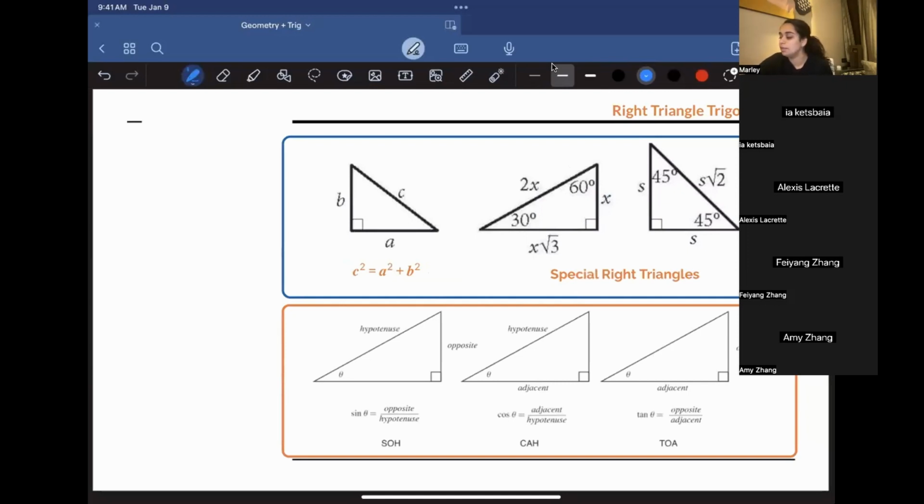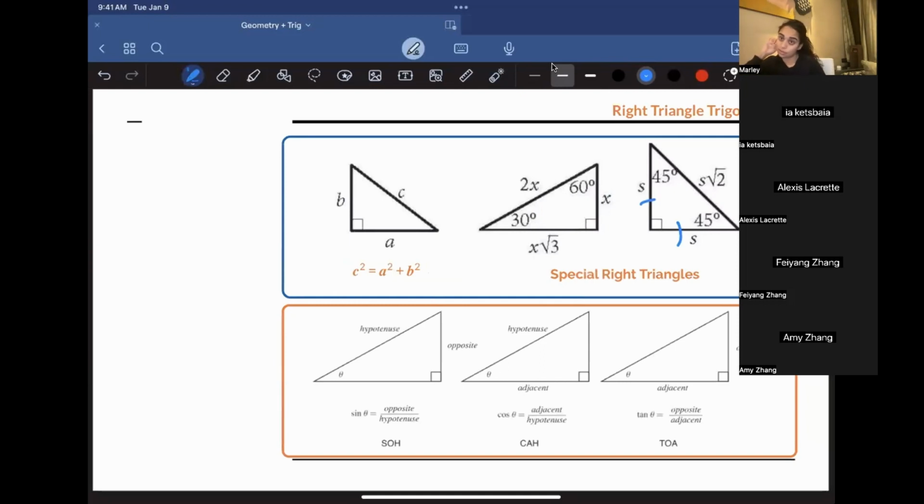Then we have the 45, 45 isosceles right triangle. This one I like a little bit more, just because it's a little bit simpler. The sides are s and s, and the hypotenuse is s root 2.